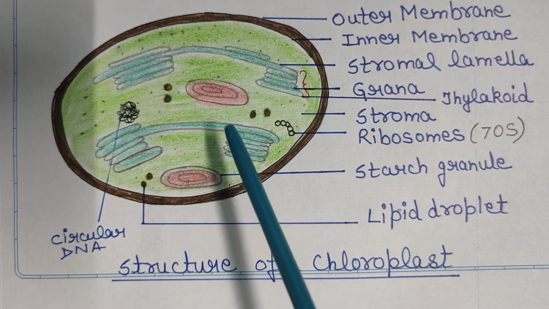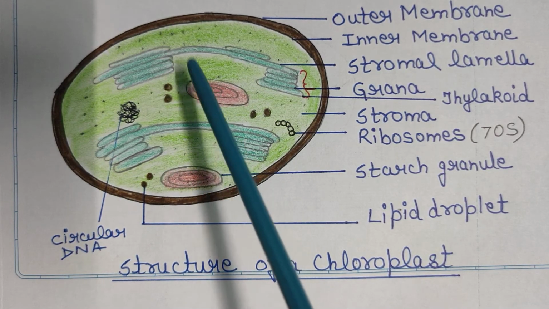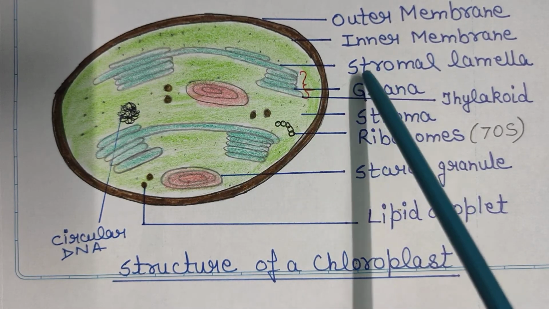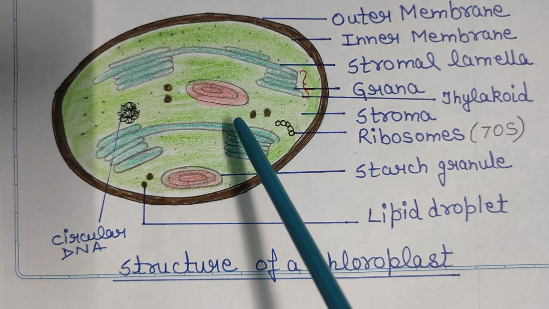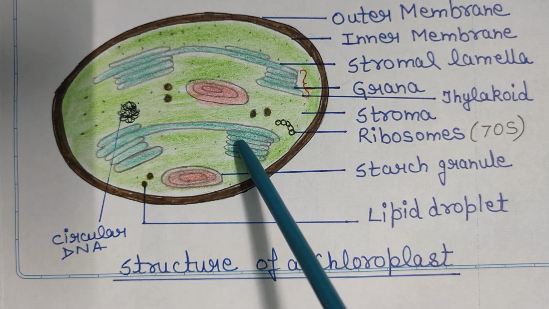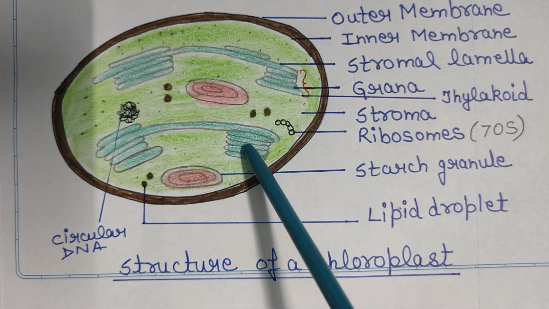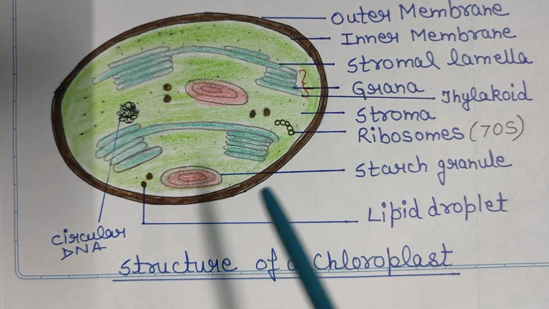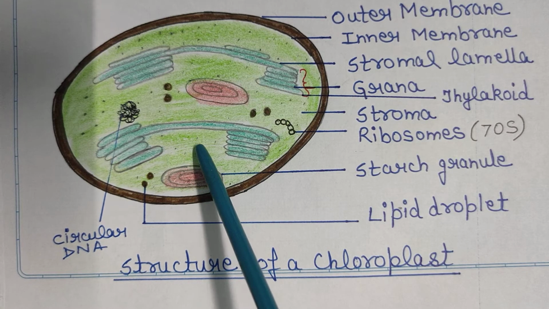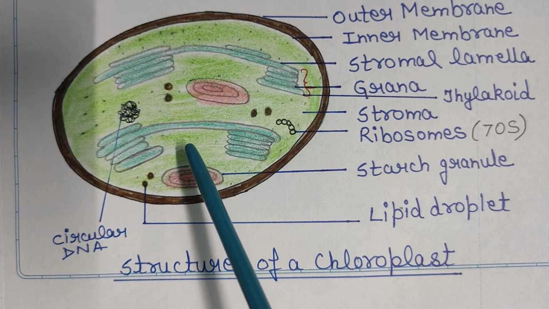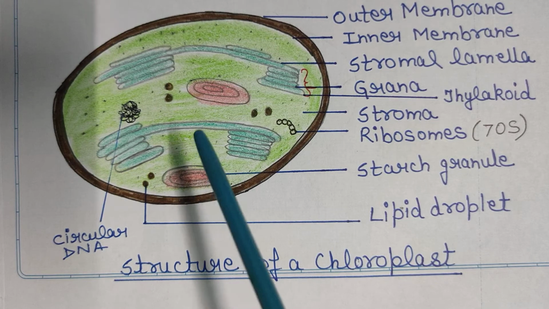The long tubular structures are called the stroma lamellae. This is the long tube like structure, the stroma lamella. And these stroma lamellae connect the thylakoids of different grana. Means the piles of grana and the thylakoid structures are connected to each other by the stromal lamella. And the green portion, which is known as the stroma, contains very important enzymes for the synthesis of proteins and carbohydrates.